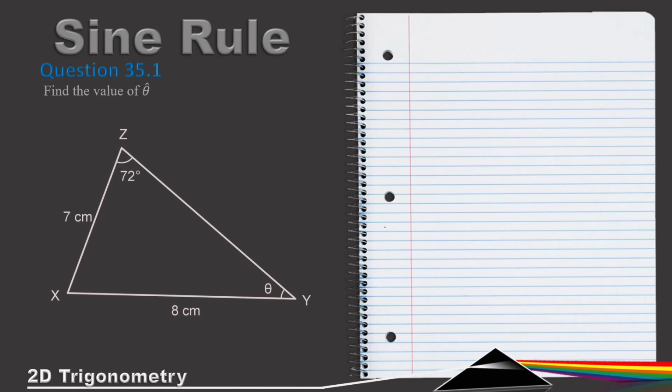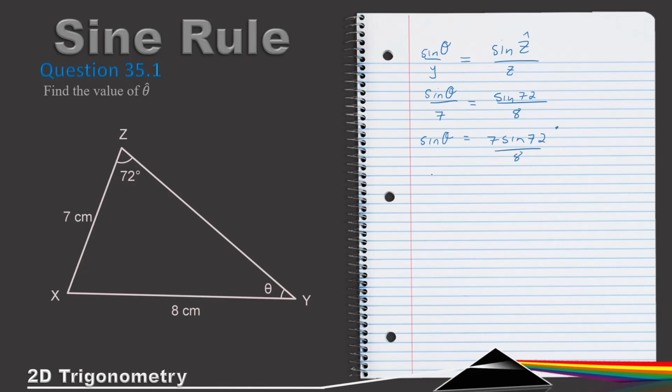Right, so for this question, calculate theta. Okay, so we're going to say sine of theta over y is equal to sine of angle z over z, and substitute in our values. Sine theta over y, which is 7, equals sine z, which is 72, over 8. Solve for sine theta, we get 7 sine 72 over 8.